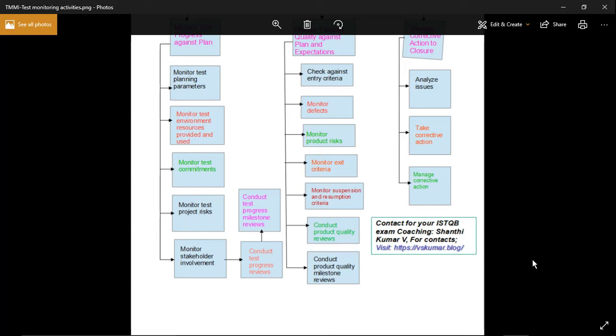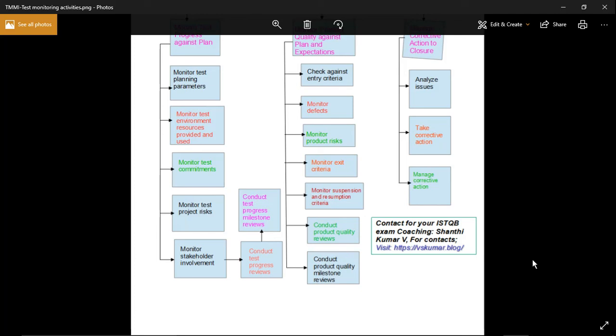The next one is conduct test progress reviews. How is the test progressing, what issues are the team members facing, what was the planned activity for test execution, and how is the progress going on. Such kind of things need to be identified and reviewed during test execution or test documentation in a testing project.